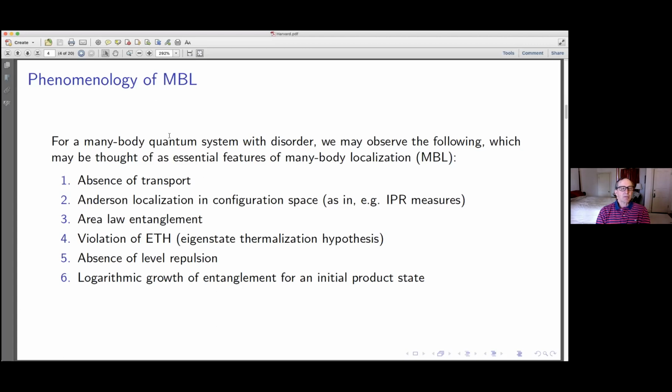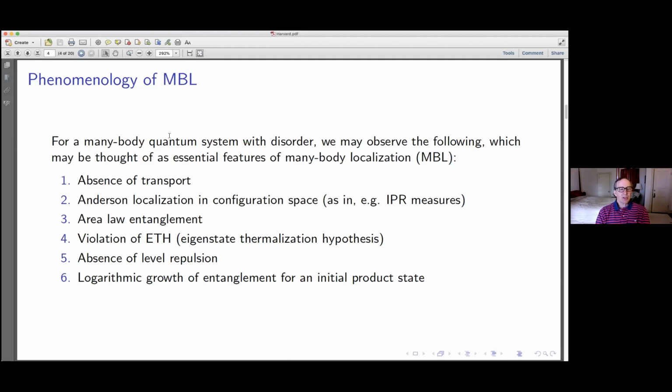There's this violation of ETH, which is not the Swiss university, but rather the eigenstate thermalization hypothesis, which is basically a conjecture having to do with the idea that individual eigenstates are representative of a whole thermal ensemble. It's basically a measure of the extent to which a many-body system is thermalizing.